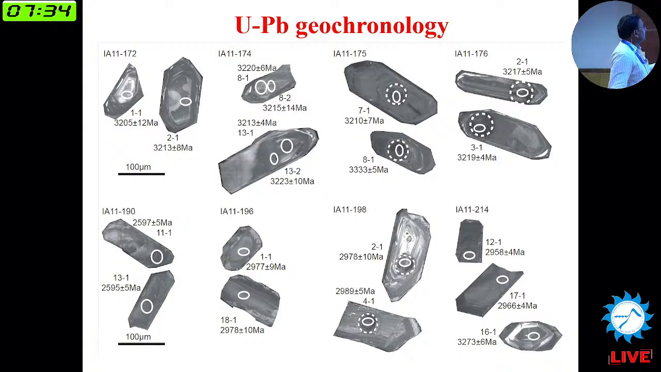So basically all are showing very clear oscillatory zoning, with clear-cut magmatic features in most of them, but a few are recrystallized. One grain is showing a xenocrystic nature, which has some older age, 3273. By and large, the western part is showing 3200, the central part is showing 2600 million years, and the eastern part has variations between 2990 and 2500. So here, no details, sir. It's all magmatic, only granites.